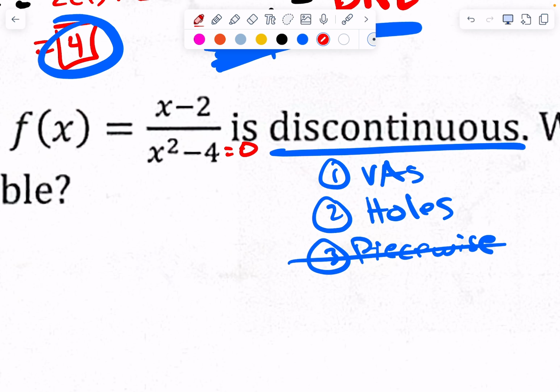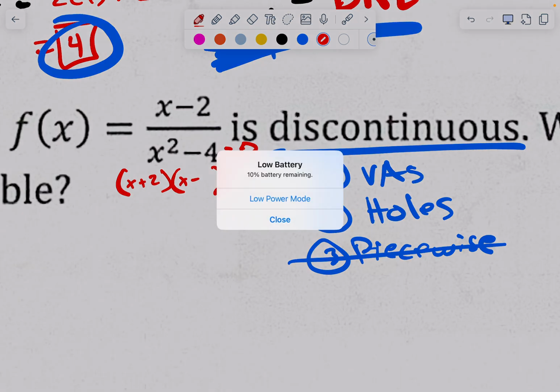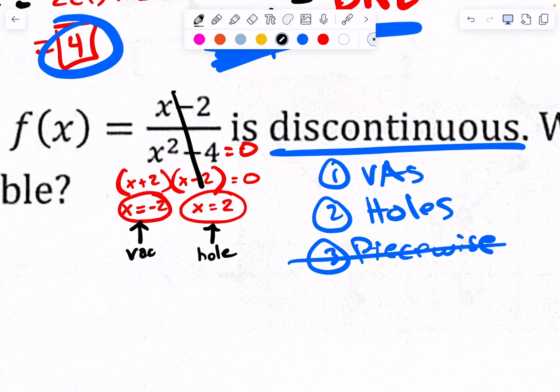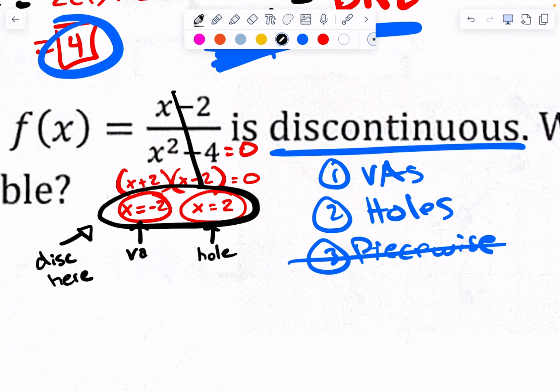Do you want to treat this like it is a difference of squares? Yeah, we'll just break them down. Okay, let's do that. Or you can add the 4 and take the square root, right? Whatever, okay. So x plus 2, x minus 2. And so I'm going to have something happen at negative 2, and I'm going to have something happen at positive 2. And they both look like vases right now, except which one is actually a hole? x equals positive 2, because x minus 2 cancels, right? So this guy is a hole, and this guy is actually a vase, okay? But it's discontinuous at both places. So at 2 and at negative 2, it's going to be discontinuous.